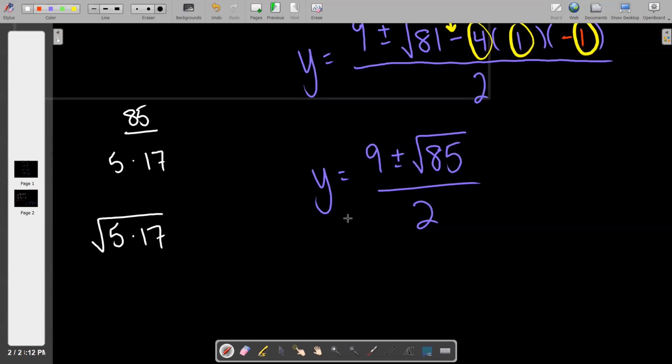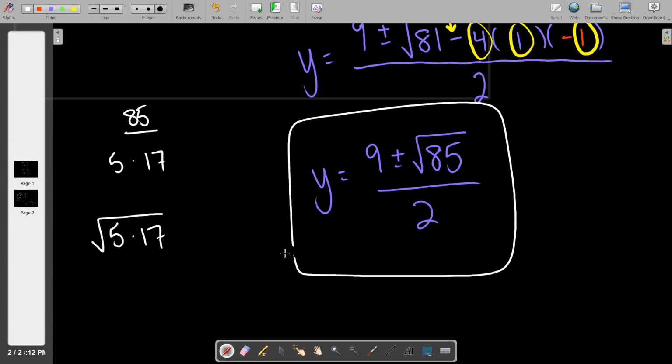And it means that this is the final answer. It means you cannot go any further. Like there's not even going to be a Dorito in this problem because no one can break out of the jail, the root 85 jail.